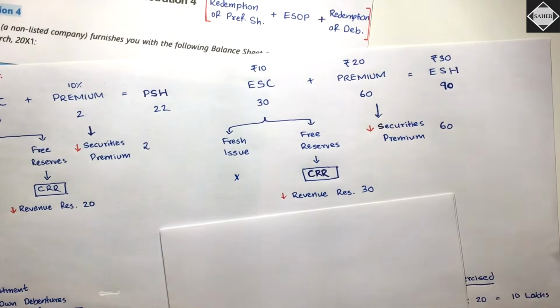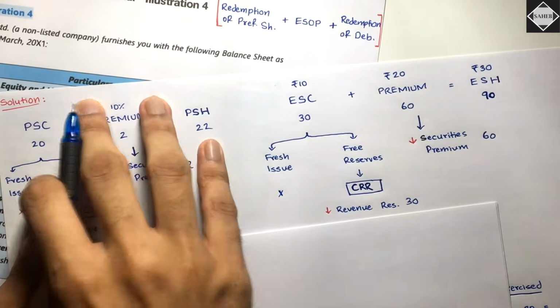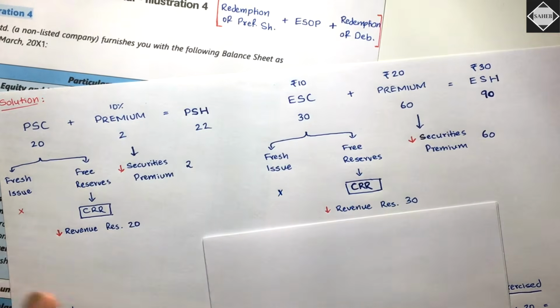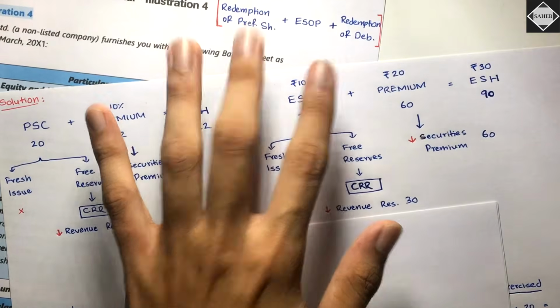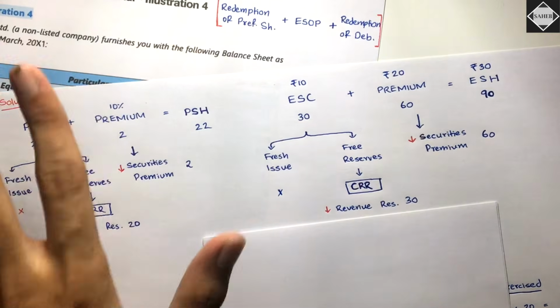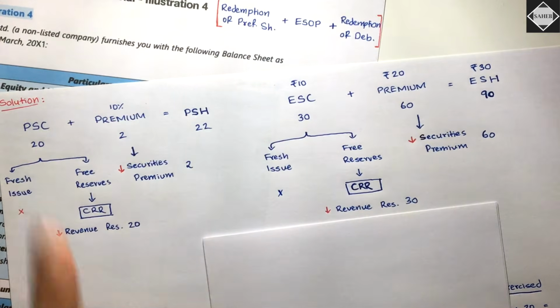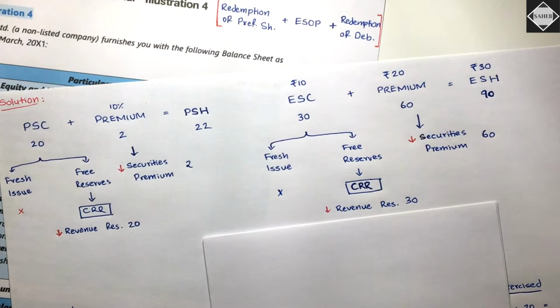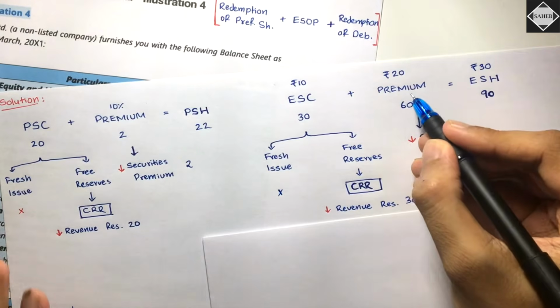So in total right now, after redemption of preference shares and now this, we have 50 lakhs in CRR and revenue reserve is no more. Revenue reserve is completely finished. Is that clear? Simple. And then come to the premium on buyback.